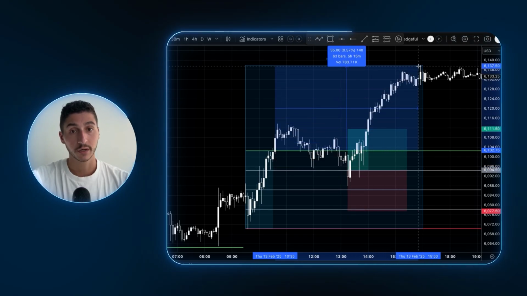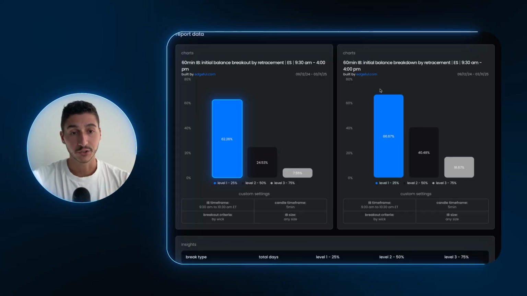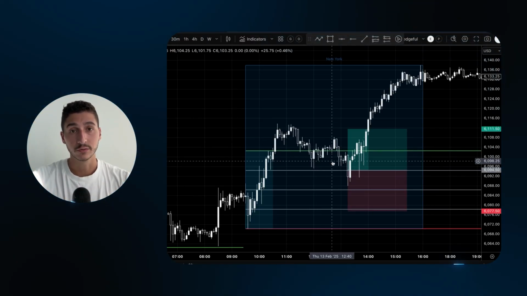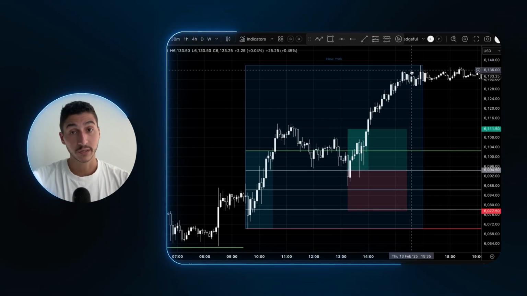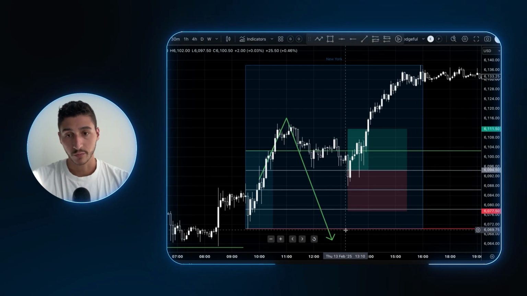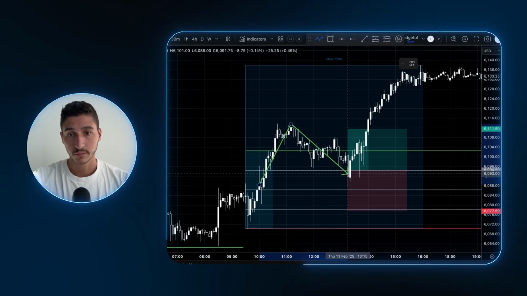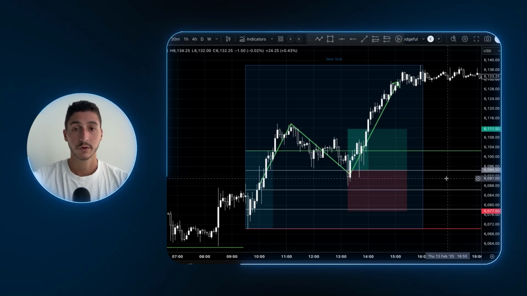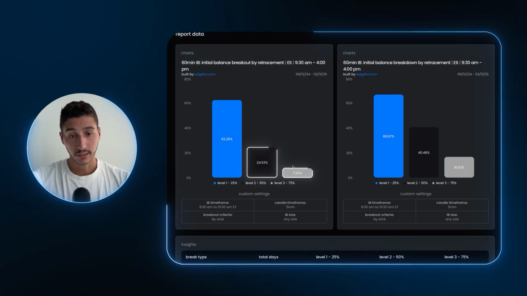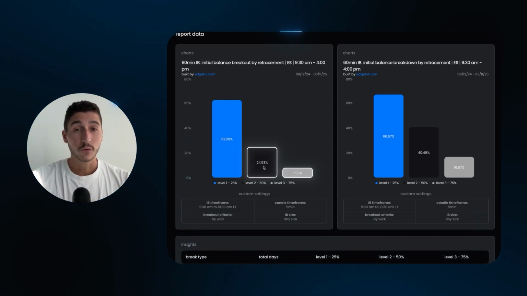So if you're looking for a bigger move up, you don't really want to be entering at the break because you know that 62% of the time price is going to fall back into the IB while still being a single break day, which means that it's not going to do this. So what we want to expect here is for price to do this, right?